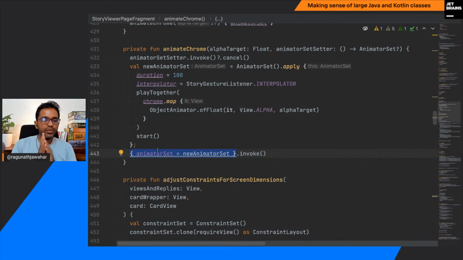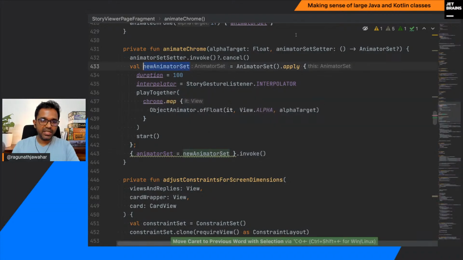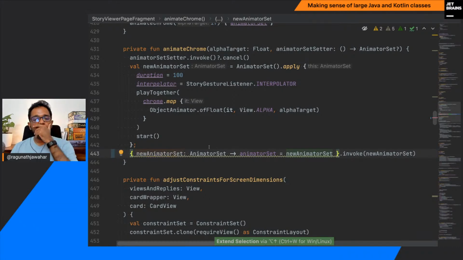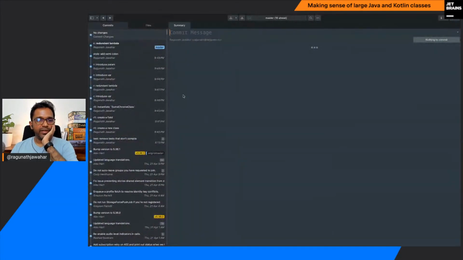But we want to convert this into a lambda that takes a single parameter and returns one value, right? So what we're going to do is this is the one that we need to pass in. So I'm just going to copy the same identifier, put it over here, and then call it animator set, and then do that, right? I'm going to stop here because now I know this is a redundant lambda.